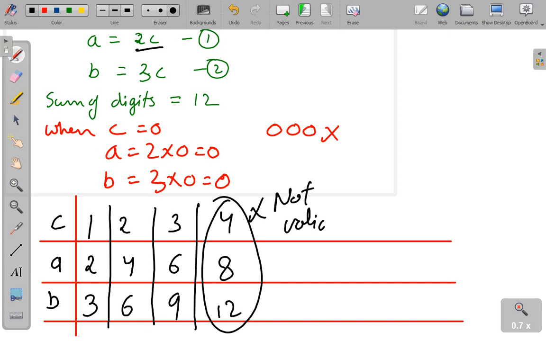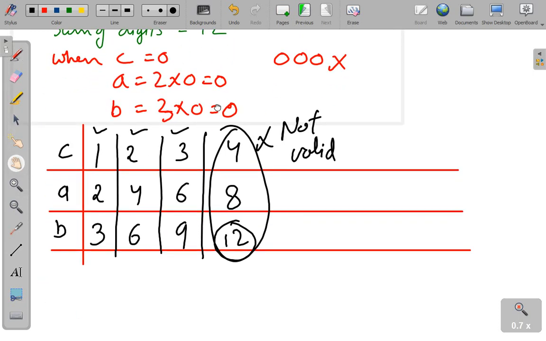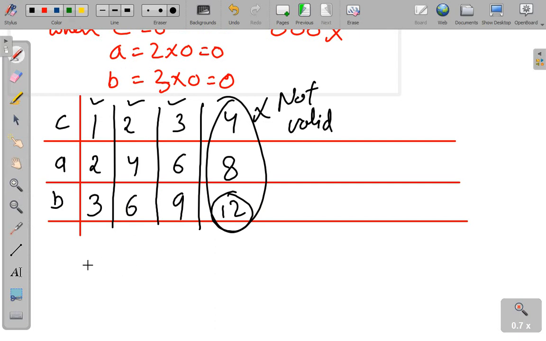Why is it not valid? Because we only require B to be a single digit number. Listen carefully, B is a single digit. So if B is a single digit, it cannot be 12. It can be any number from 0 to 9, but it cannot be 12. So in this manner, we have 3 possible combinations for the number.